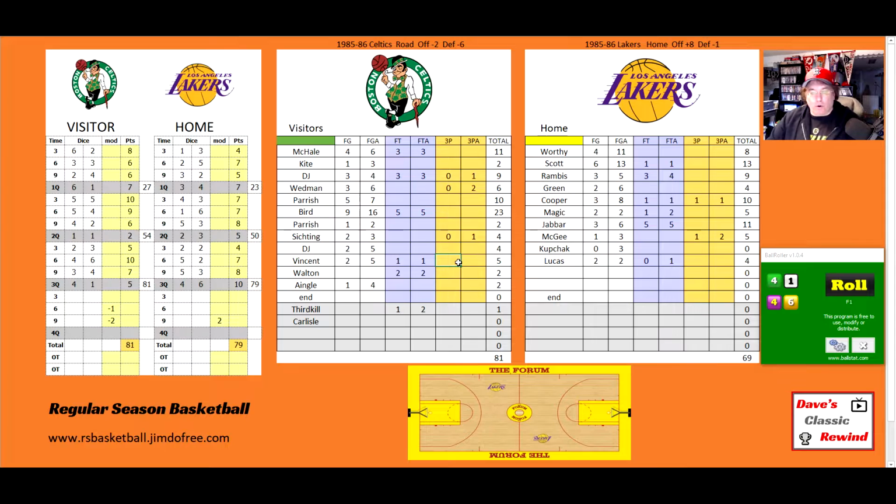Okay, so 4 for 6 for the Lakers. There was no 3-point shot, so I don't have to worry about that. Jabbar is 3 for 4. McGee is 2 for 2. And McGee is 0 for 1 from the line. And that gets me my 79 points.